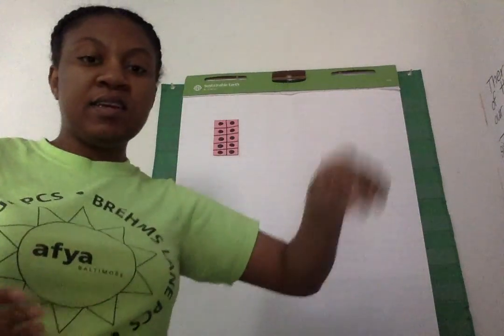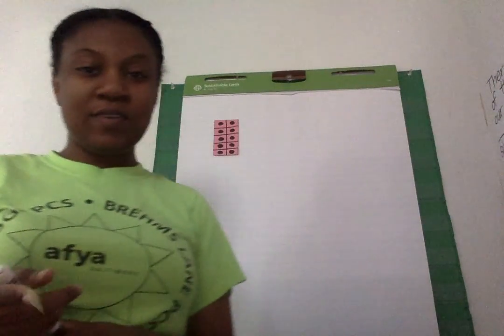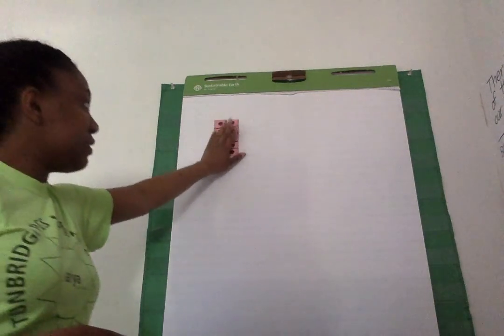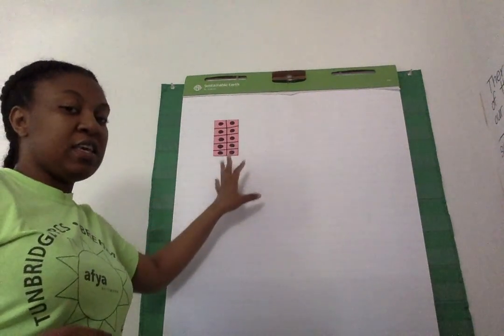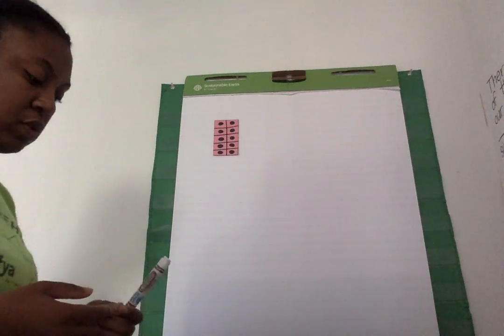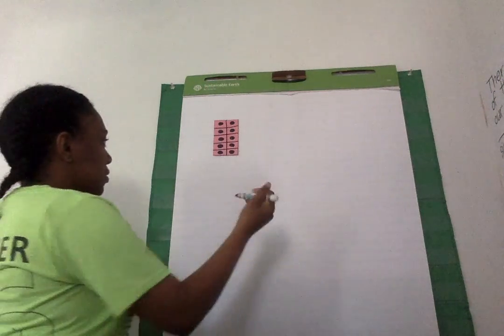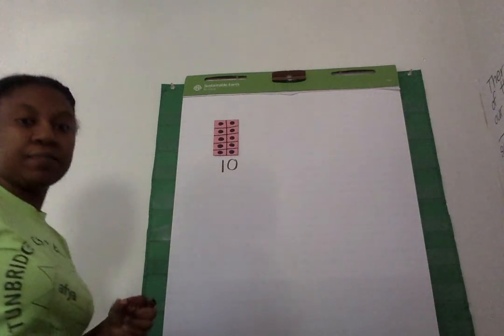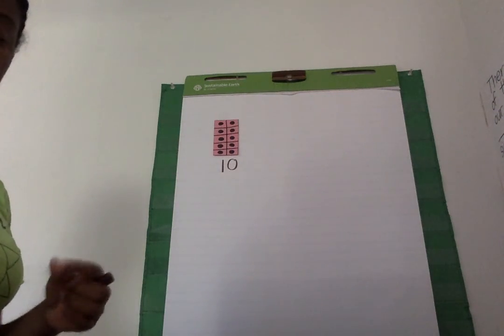You know how in class we count by tens, 10, 20, 30, 40, 50? Well, it's very important that you guys know that 10 and some equals a new number, okay? What do I mean by that? This is what I mean. If I have the number 10 right here, we know that's 10.